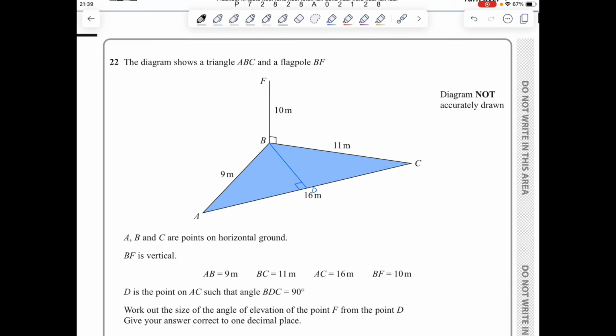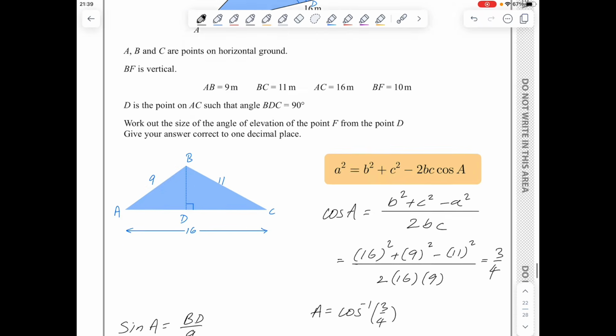What I'm being asked to find is the angle of elevation of the point F from the point D. So I will need the right angle triangle FDB, which is the following. And again, I'm going to extract this below so I can work out the angle of elevation.